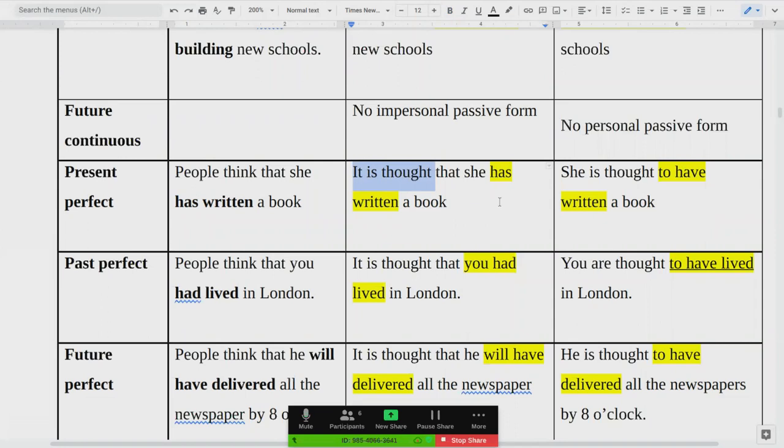За personal passive: she, тэр ном бичсэн эмэгтэй гэсэн тэр эмэгтэйг passive болгоно. She is thought to have written болгож. За to-гийн араас ер нь үндсэндээ дандаа үйл үг хувиралгүй base form-оороо орж ирдэг учраас to-гийн араас дандаа to have-тай орж ирнэ. To have. Хувраагүй байх юм шүү дээ. За to have written a book. Тийм учраас has биш have, to have.